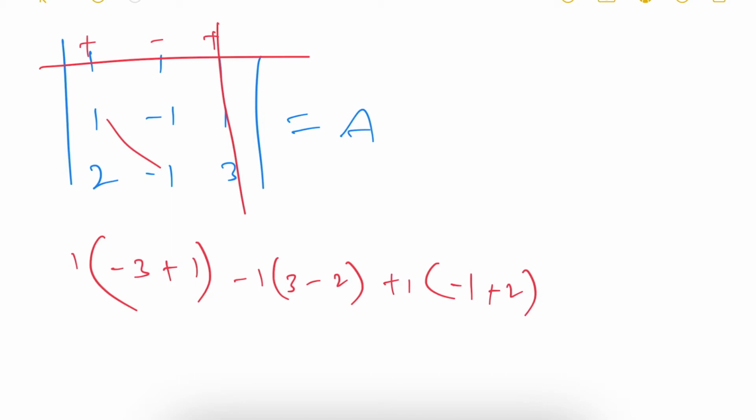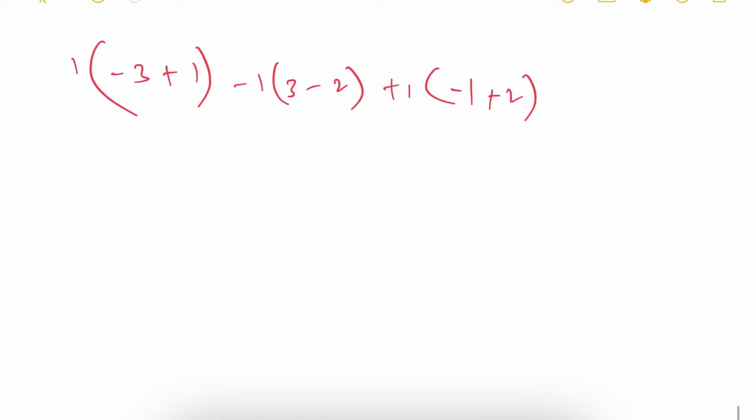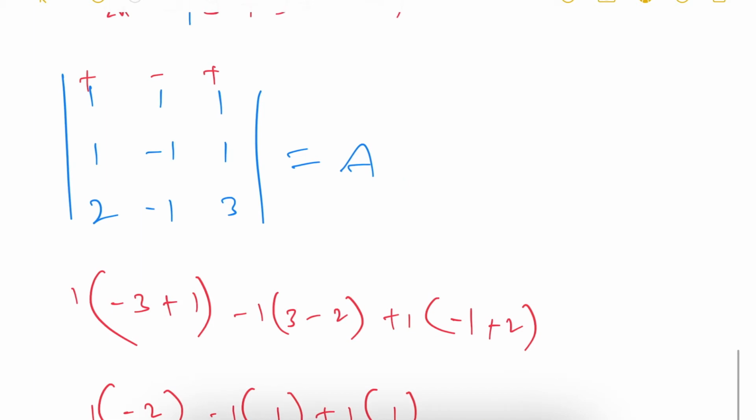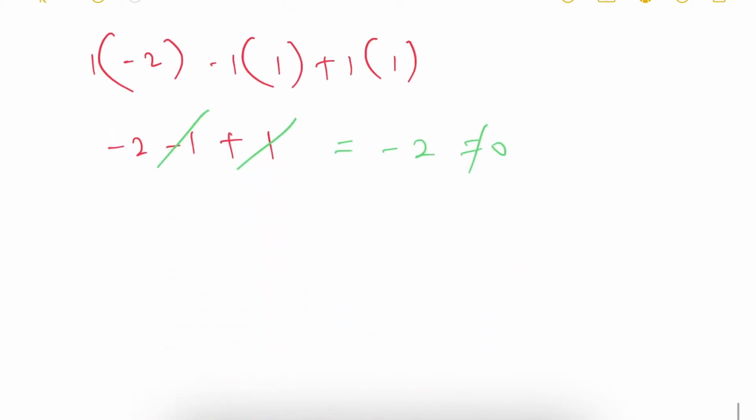Now let us simplify this. 1 into minus 3 plus 1 minus 2, minus 1 into 3 minus 2, 1 plus 1 into minus 1 plus 2. 1 into minus 2 is minus 2, minus 1 into 1 is minus 1, plus 1 ones are 1. So here plus 1 minus 1 both will get cancelled, then we get the determinant as minus 2, which is not equal to 0. So we did the determinant for the 3 by 3 matrix, and that is not equal to 0, then the rank also will be 3 only. So rank of A is equal to 3.